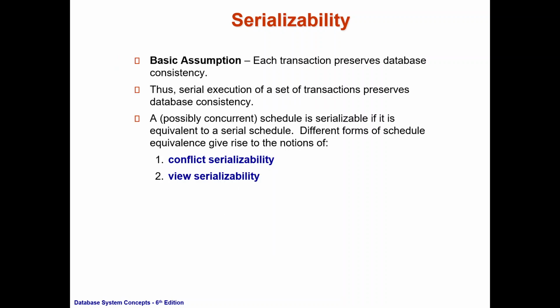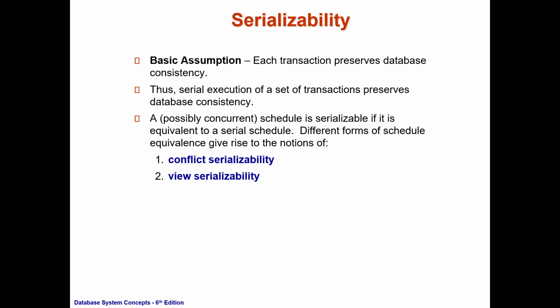Now, in serializability, the basic assumption is that each transaction preserves database consistency. Correctness should be there. How to write the transaction, that is your thing. You make the equivalent of that, but finally, the A plus B value should be the same before the transaction and after the transaction. Thus, serial execution of a set of transactions preserves database consistency. If you are doing serial execution, then there is no problem. A possible concurrent schedule is serializable if it is equivalent to a serial one. So, is it possible that we do concurrent execution instead of a serial schedule? We do it in such a way that it is equivalent to the serial schedule.